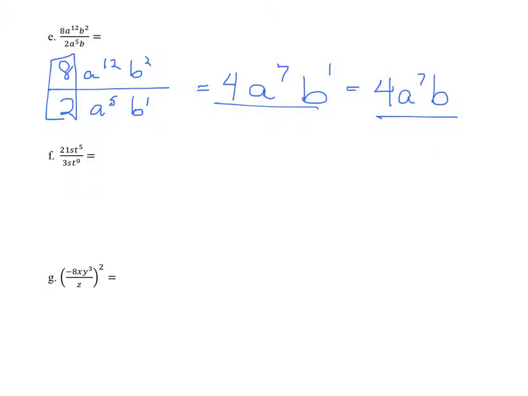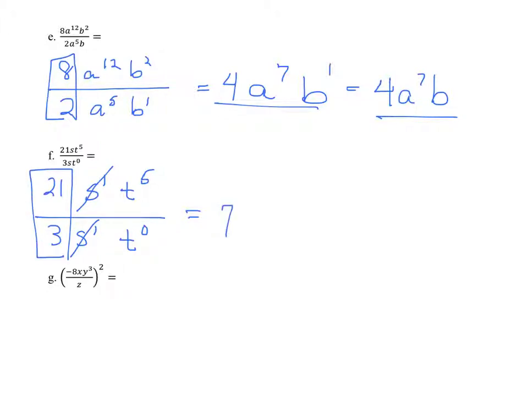Let's take a look at this next one. So we get 21 s to the 1st t to the 5th over 3 s to the 1st t to the 0. So if I think about it, my s's are just going to divide out. 1 minus 1 is 0, but s to the 0 is 1. I'm going to normally just divide those. I get 7 t to the 5th over t to the 0. 5 take away 0 is 5, so this is going to be 7t to the 5th. The s's are gone.